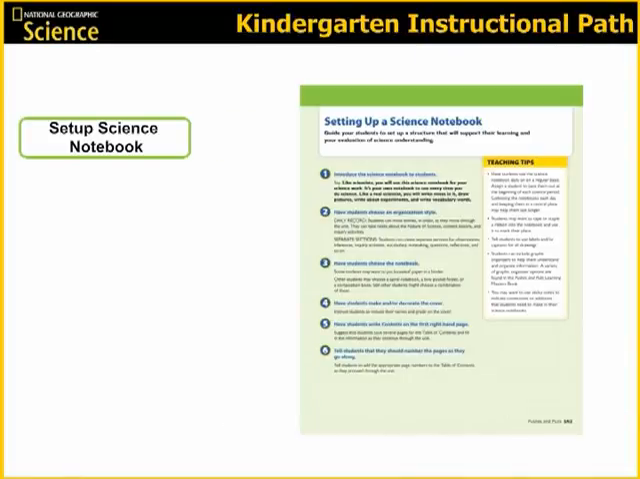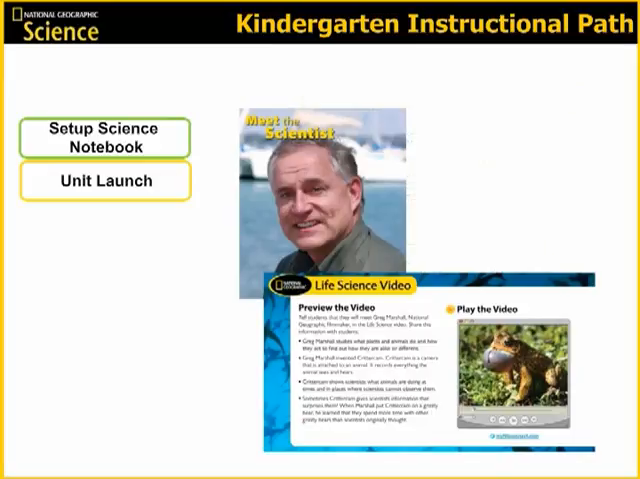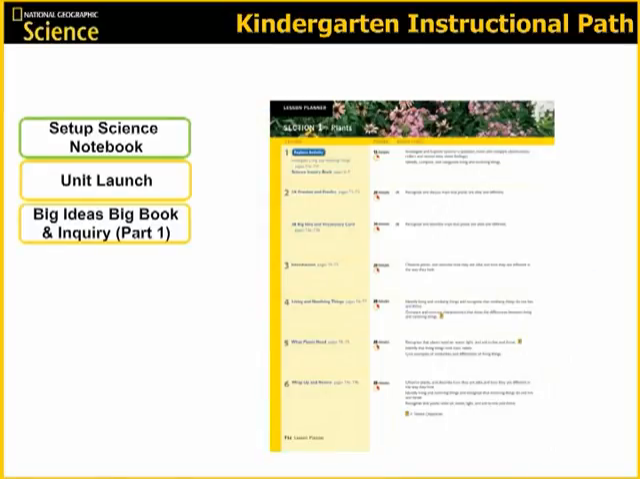Each unit in kindergarten follows the same instructional path, which begins with setting up the science notebooks. The students will meet a real National Geographic scientist through the unit launch video. The Big Ideas instruction and science inquiry lessons for Part 1 follow the unit launch. As you see here on the planner page, the inquiry lessons are built right into instruction.